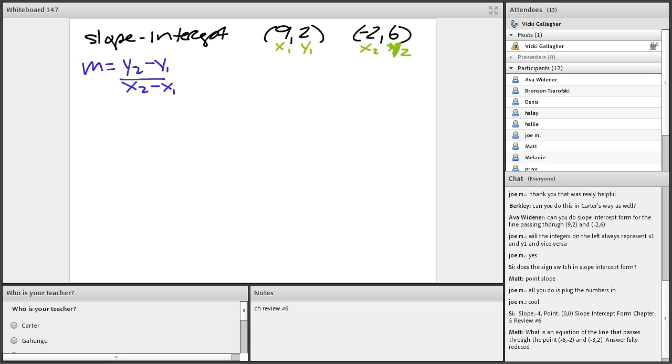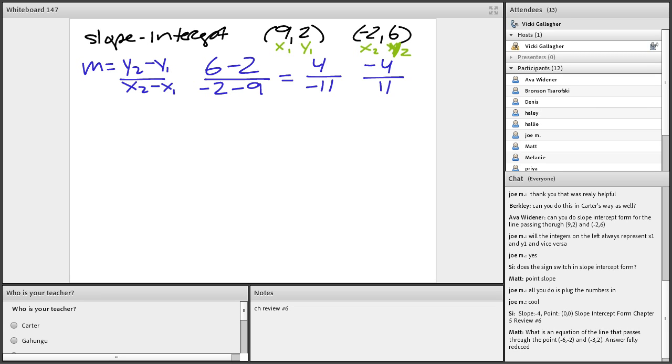All right, so I am going to do 6 minus 2 over negative 2 minus 9. So that gets me 4 over negative 11. And if you want to, you can put the negative sign on top. So you can do negative 4 over 11. I like my negative signs on top. So if you like that, you can do it that way.